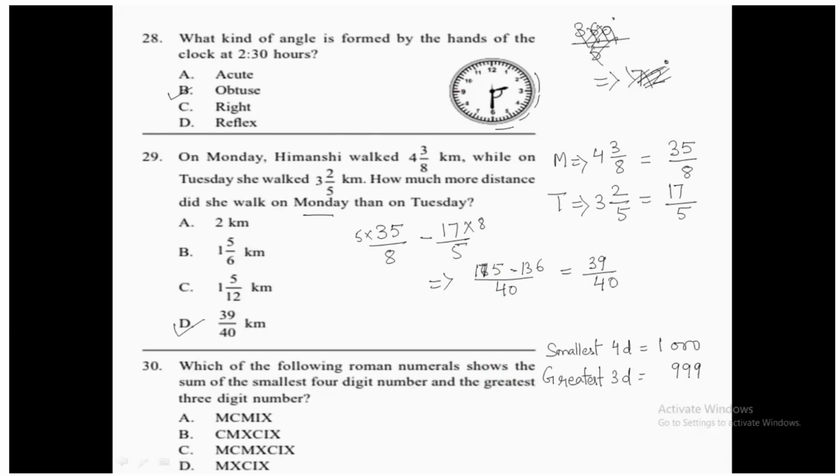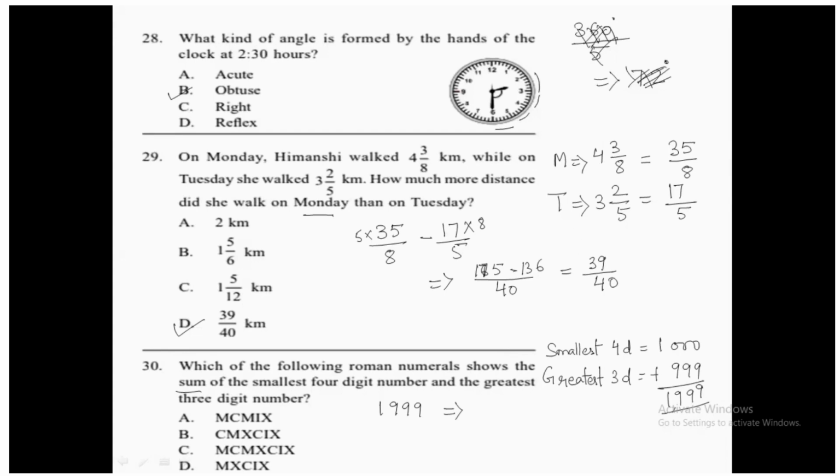is triple nine, 999. Correct. Now, if we are adding it, because the question is saying the sum of the smallest and the greatest number, that will be 1999. Okay, and how am I going to write 1999 in the Roman numerals form? So for this, I will write 1000. So how am I going to write 1000? I will write 1000 as M.